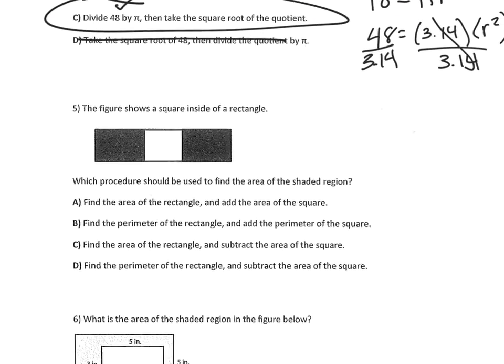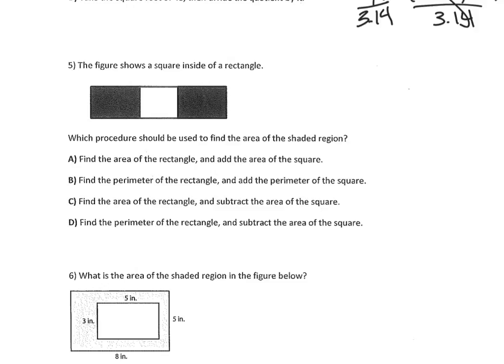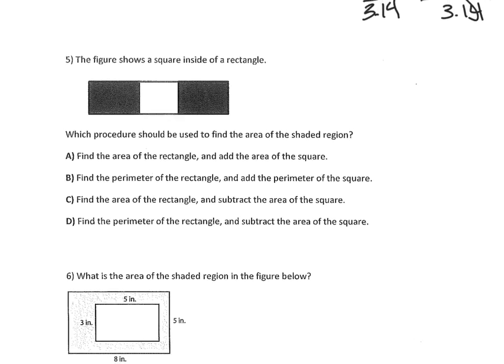Number 5, the figure shows a square inside of a rectangle. Which procedures should be used to find the area of the shaded region? Let's see our answer choices. A says find the area of the rectangle and add the area of the square. Good. So A can't be right because we're not going to be adding it.